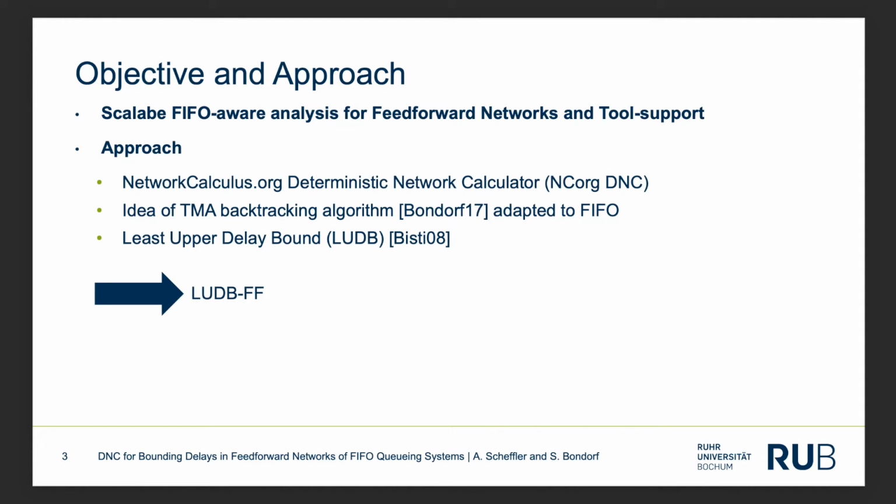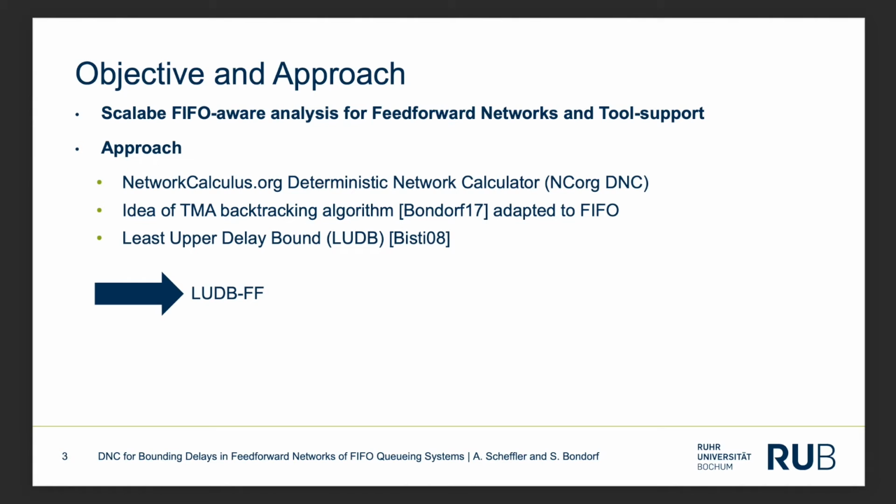The objective of our approach is to deliver a scalable FIFO-aware analysis for feed-forward networks and its tool support. The challenge that we tackle in this paper is to adapt a backtracking scheme to derive arrival bounds to the FIFO analysis, where there are certain peculiarities to consider to derive best possible bounds. We have implemented our approach into the open source Deterministic Network Calculator tool.